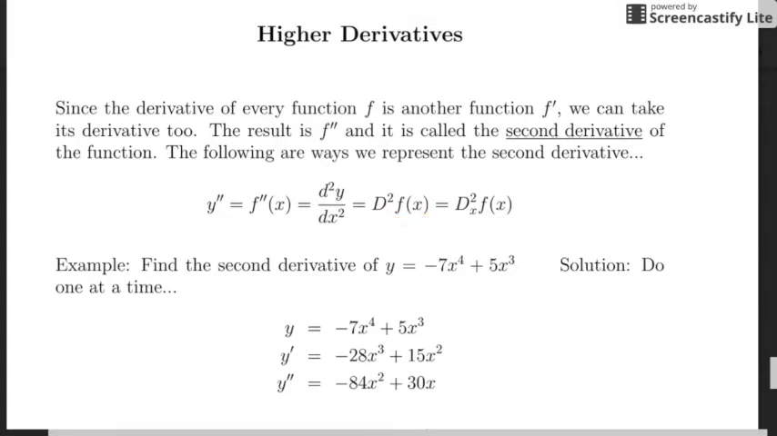Another way of doing this is d squared of f of x, and we use the x down there just to tell us what the independent variable of f is.